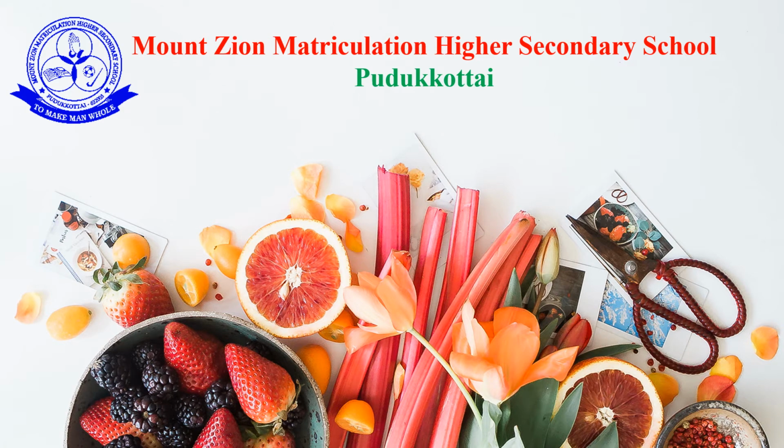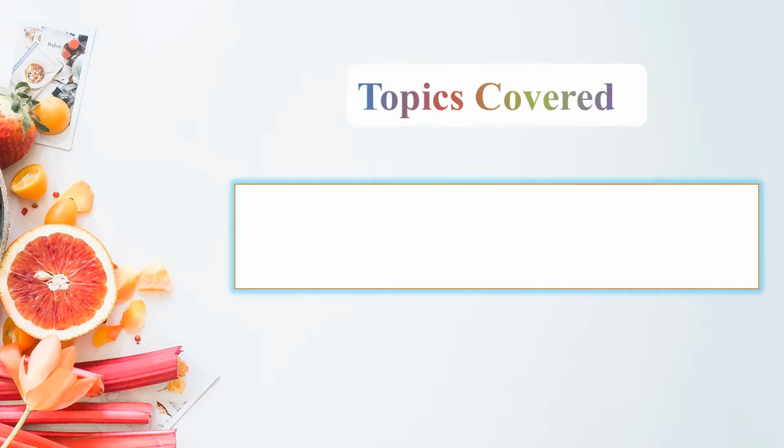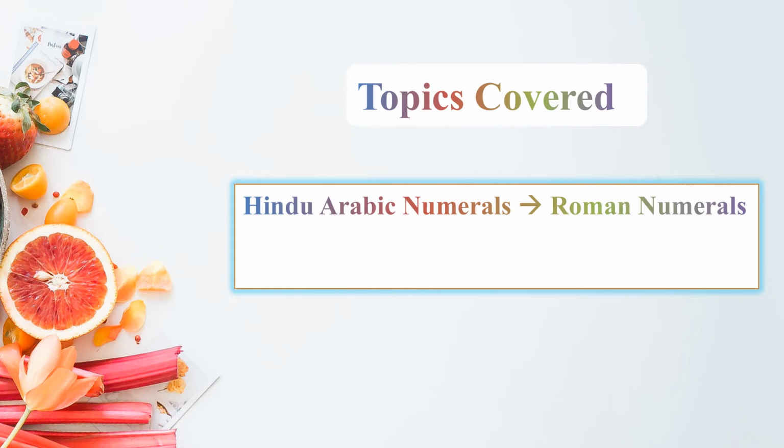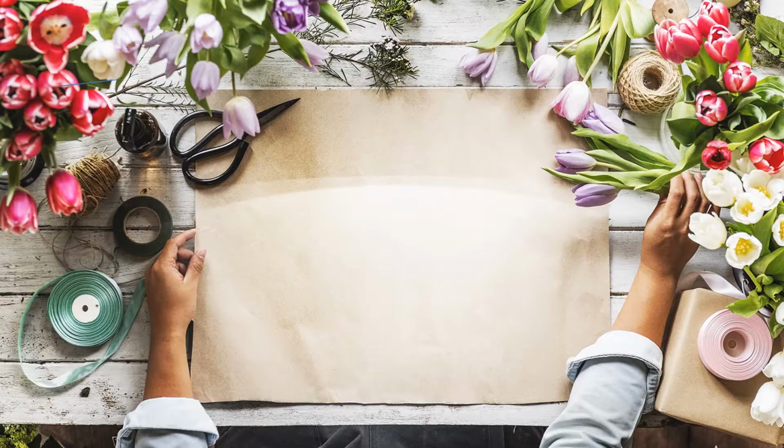Children, this class is for Standard 5 and the subject is Mathematics. In this class, we are going to cover chapter number 1, the place value, exercise 1.4. Topics covered in this class are converting the Hindu-Arabic numeral into Roman numeral, and converting the Roman numeral into Hindu-Arabic numerals.